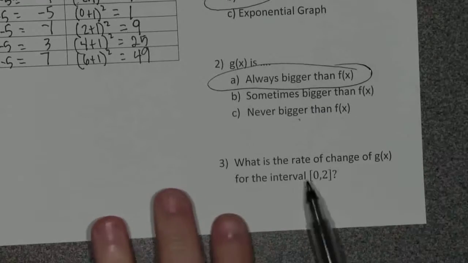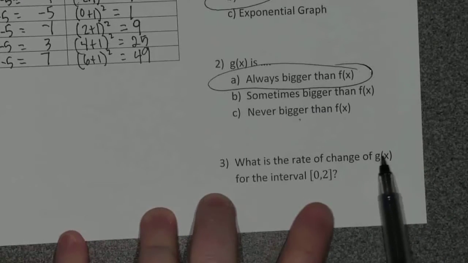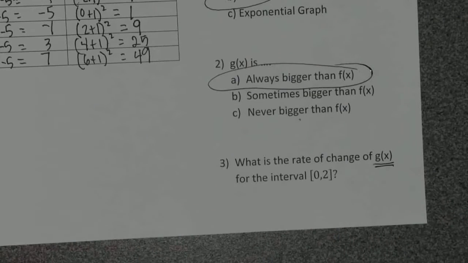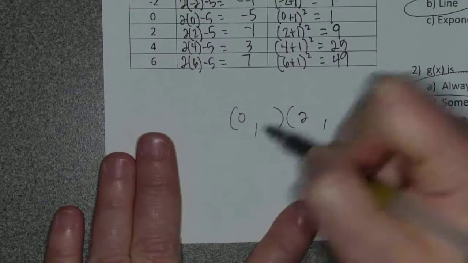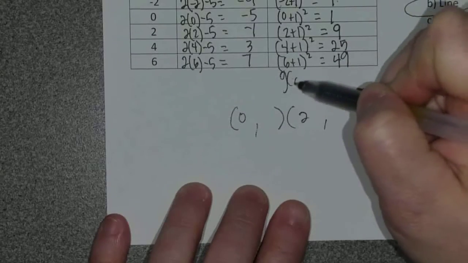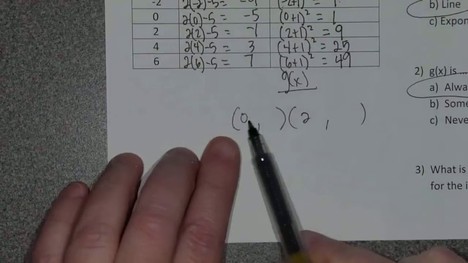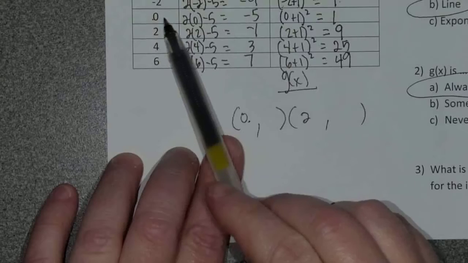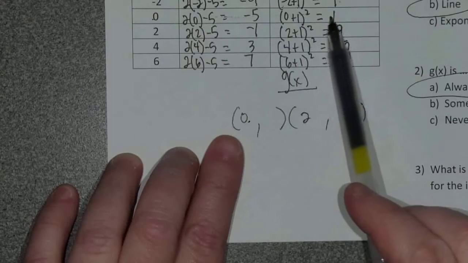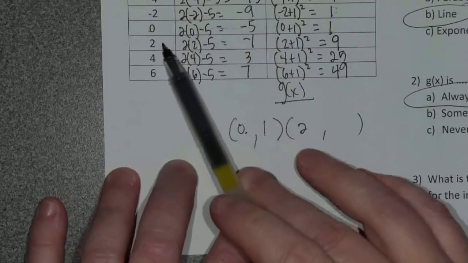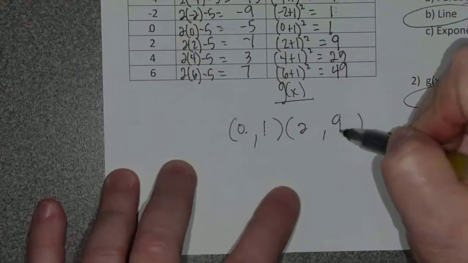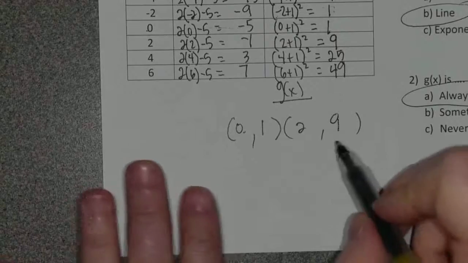Okay, this last part then asked me what's the rate of change of g of x. This one's nice. I only have to find it for g of x from 0 to 2. So I'm going to grab my ordered pairs that have to do with 0 and 2 on my g of x function, right? Because I'm only looking at g of x. So what's my ordered pair at 0 for g of x? 0, 1. And what's my ordered pair at 2? 2, 9. Then I'm going to just punch it through my slope formula.